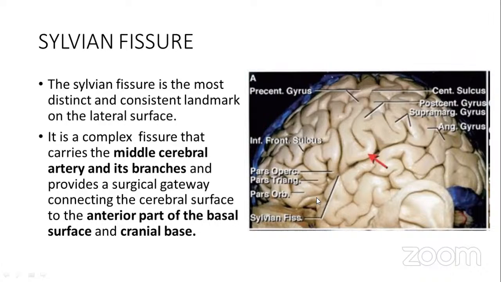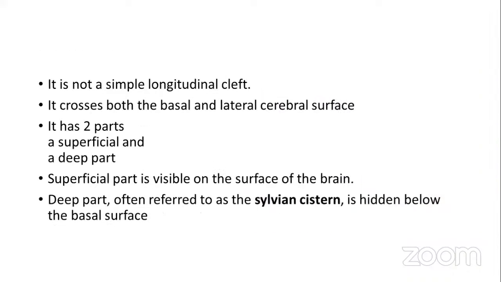So if we can see in this picture, this fissure is running from anterior and extending all the way posteriorly till the supramarginal gyrus. This is the Sylvian fissure. In the next slides, we will be covering the different parts of the Sylvian fissure as well as the anatomy related to it. It is not a simple longitudinal cleft. It crosses both the basal as well as the lateral cerebral surface.